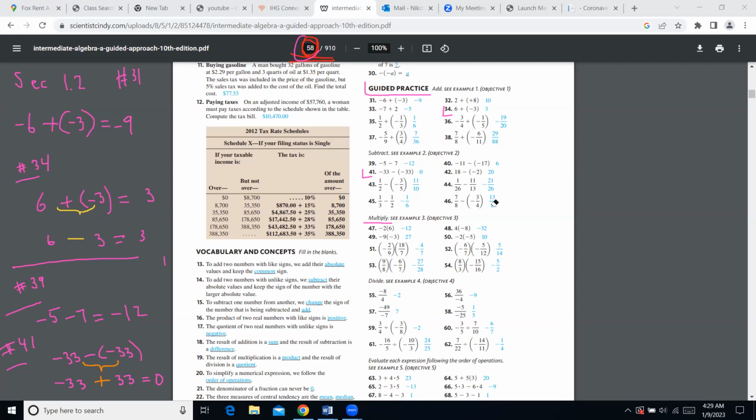So problem number 41. It looks like these problems are pretty straightforward, so you can get the answer right away, but not for exercises like problem number 43 here. In exercise 43, we actually have a pair of fractions, right? So in exercise 43, I'm actually going to add 1/2.